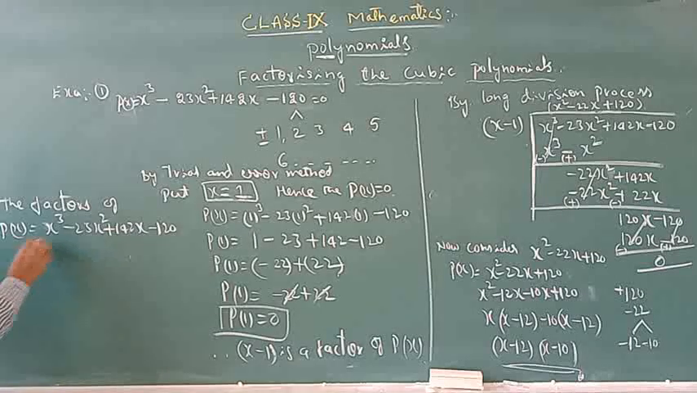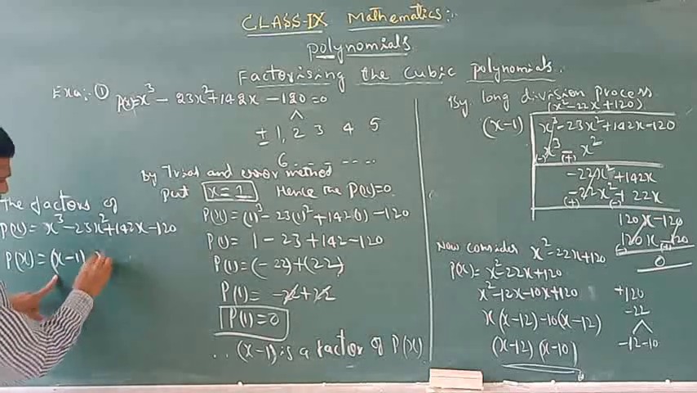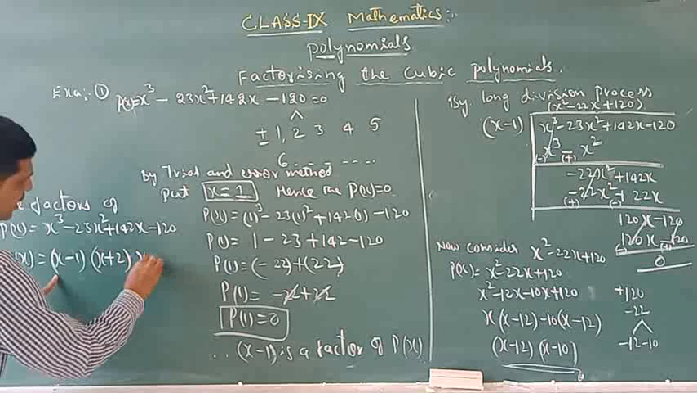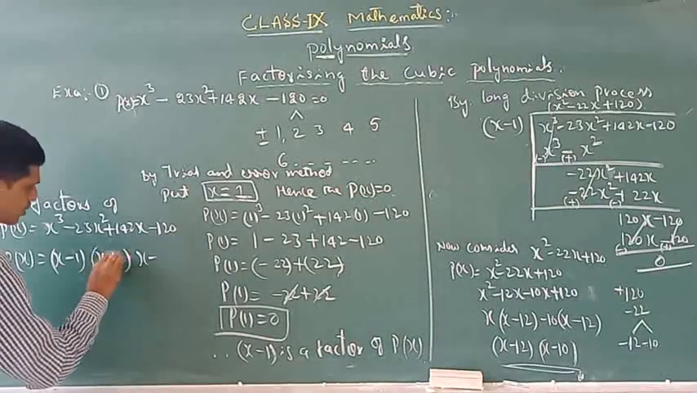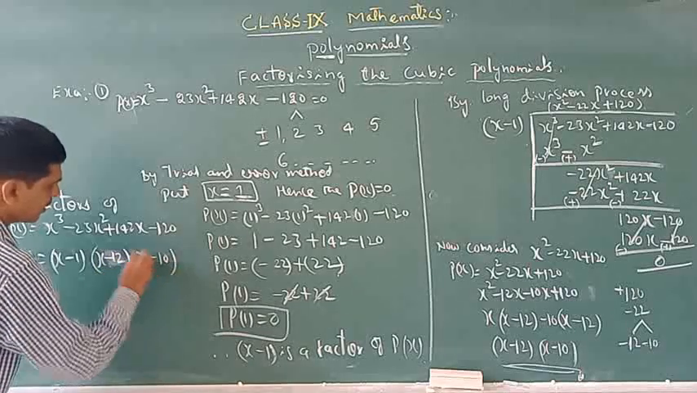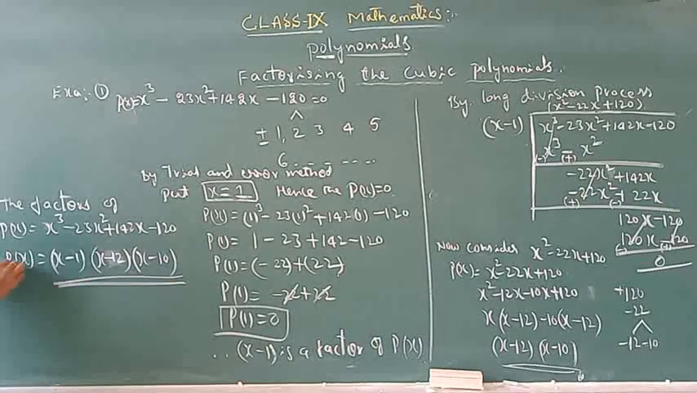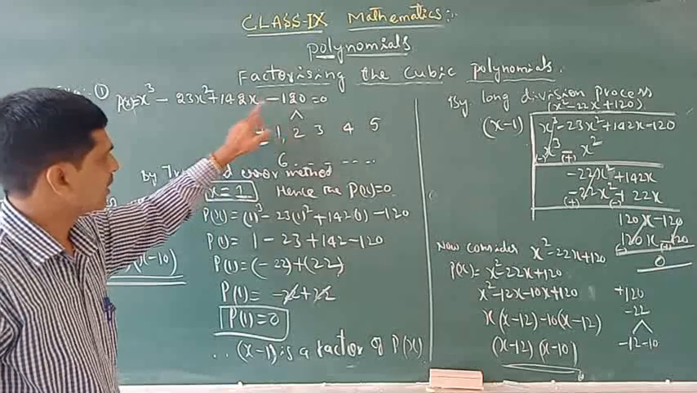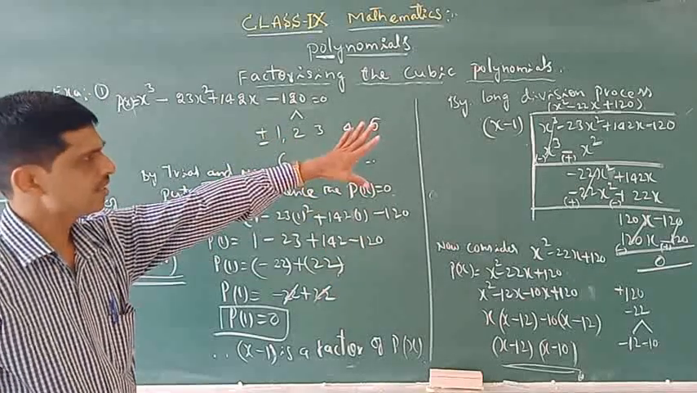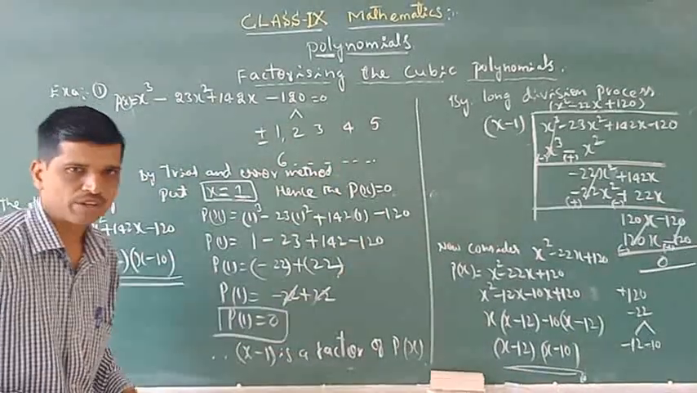So these factors are: x minus 1, another one is x minus 12, and another one is x minus 10. So these are the three factors of the given polynomial. That is why, using the splitting the middle term method, the long division process and this method, this is the complete solution for my example.